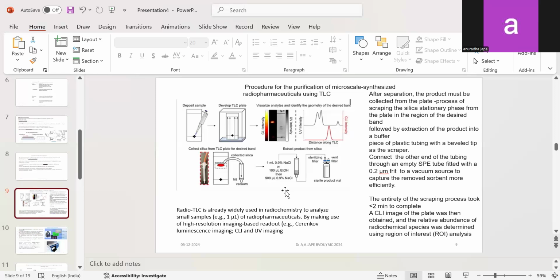Then you are going to resuspend it in the solvent system, mix it, and then you can take it for further analysis. So high resolution imaging based readout systems are combined with such tools wherein you go for efficient extraction of analyte from the TLC plate and go for its analysis.